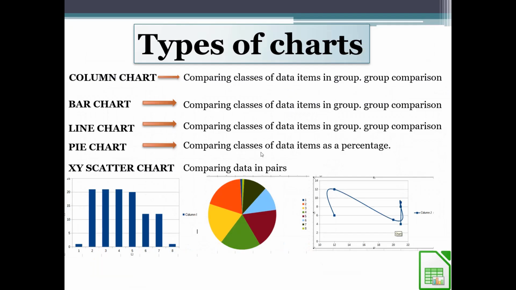So moving to the last topic, types of charts. We have different types of charts. Whatever spreadsheet data we have is converted into a pictorial representation: column chart, bar chart, line chart, pie chart, and XY scatter chart. By observing the image in 3, the percentage will appear in the pie chart, and XY scatter is the comparison of two data sets, and the column, bar and line charts are similar, comparing classes of data items in a group of comparison.